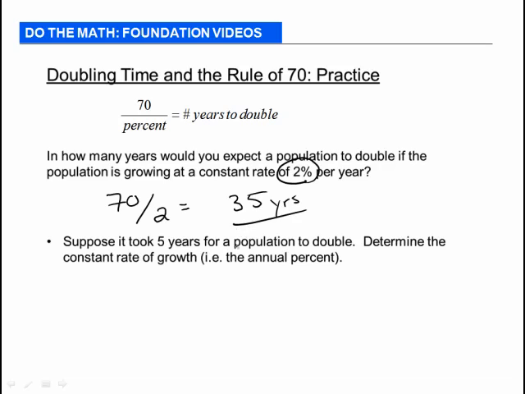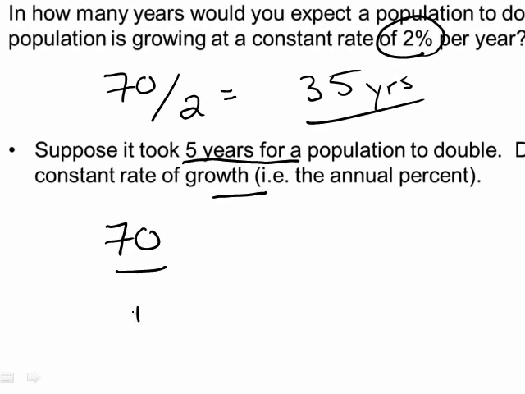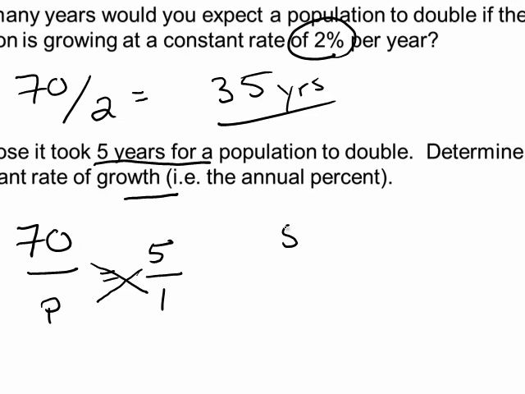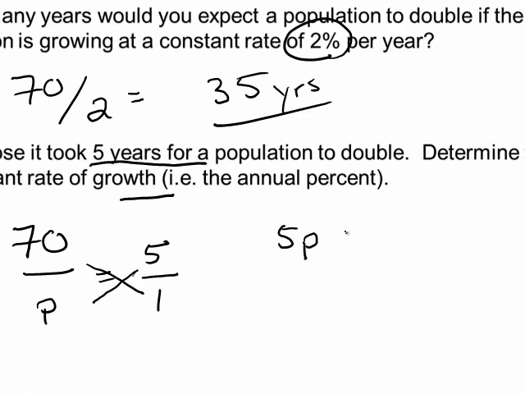In the second problem, we have 5 years for a population to double. Determine the constant growth rate. So this is a little different kind of problem because it's trying to solve for the percentage. So you could say 70 divided by p equals 5. And when you're trying to solve this problem, you can cross multiply. Think of the 5 as 5 over 1. And if you recall from mathematics, if you cross multiply equivalent fractions, they're the same. So you can say 5 times p, or 5p, would be equal to 70 times 1, which is just 70.